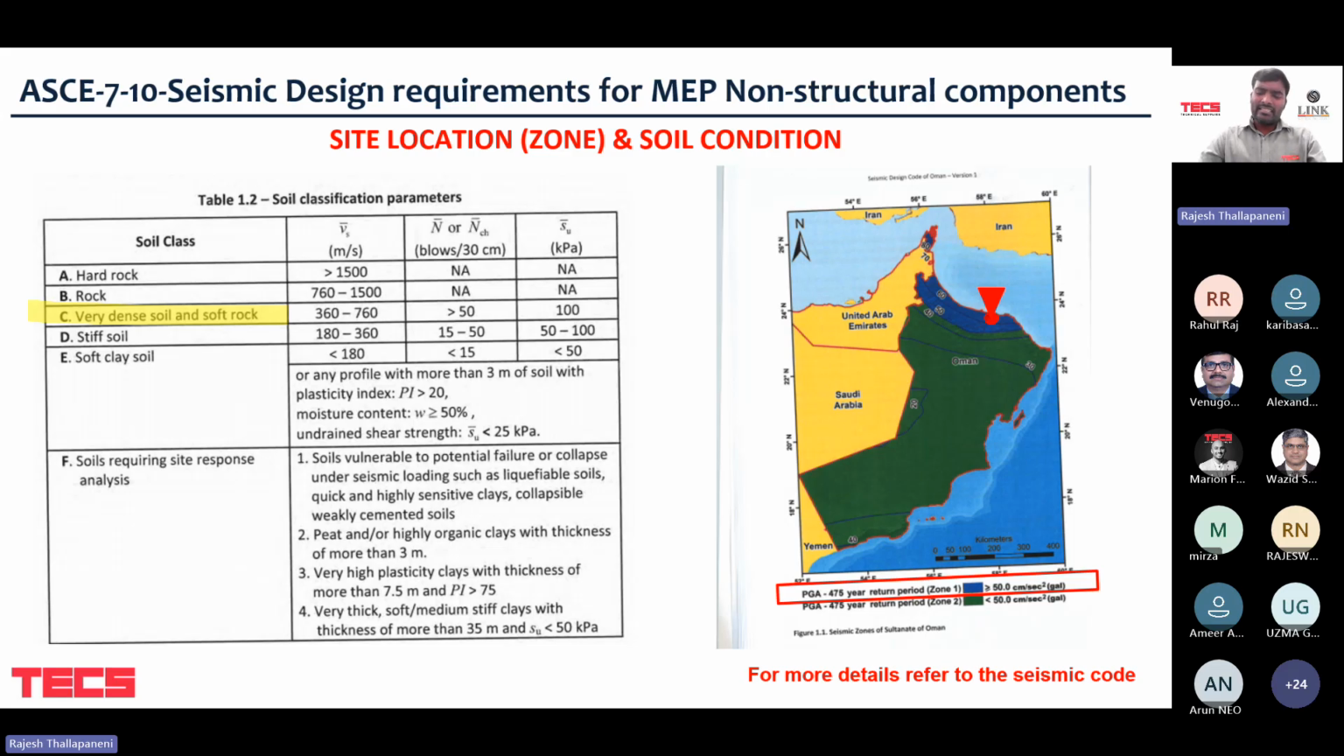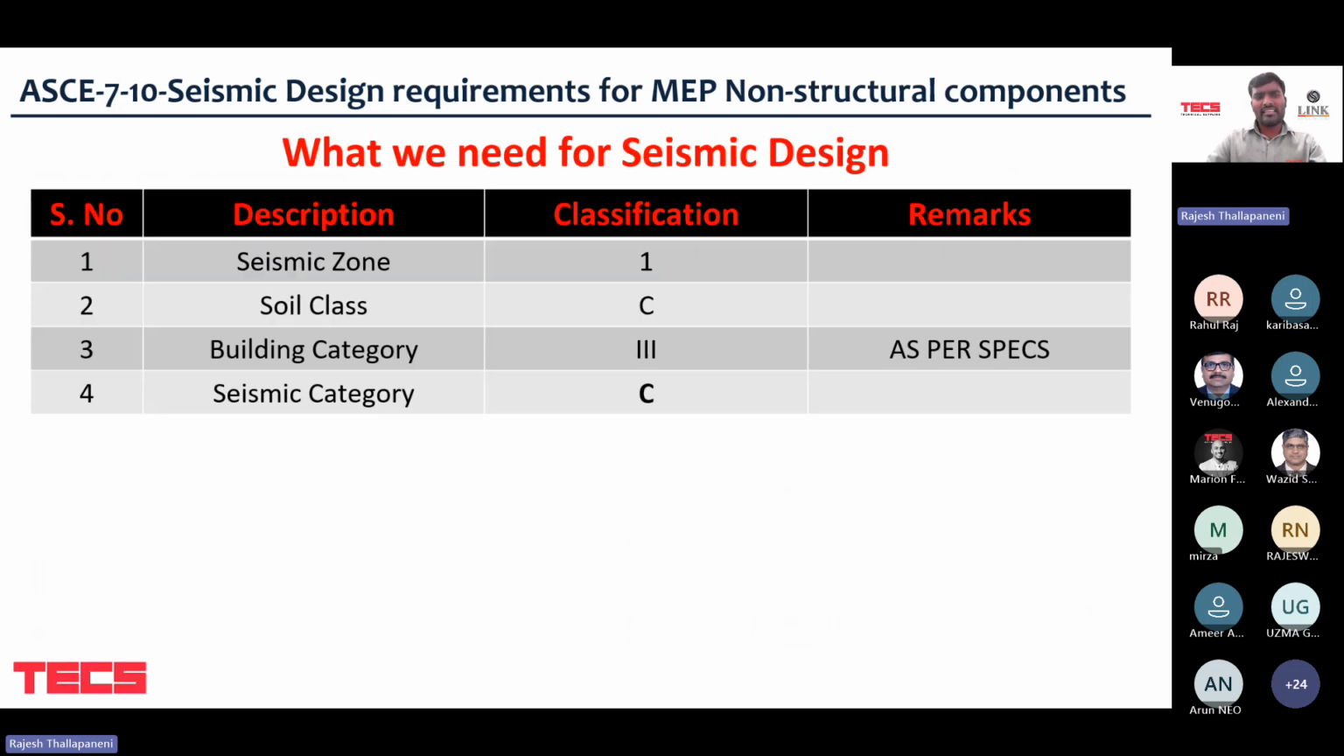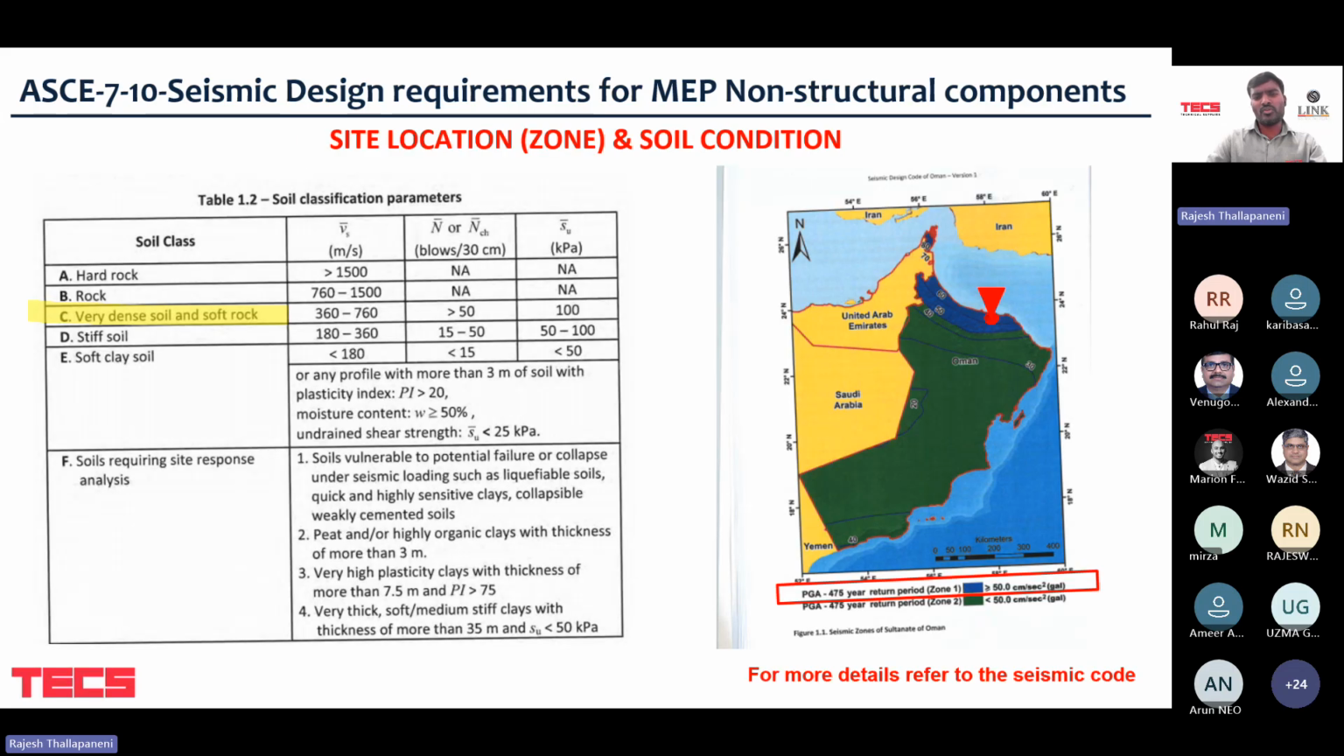As I said, today we are going to discuss a project which is based in the Gala area somewhere. So with this map, we can identify which zone the project or site location falls under. That is our first and primary requirement. In the previous slide, what is the zone? Zone 1. Yeah, so we got the first input.